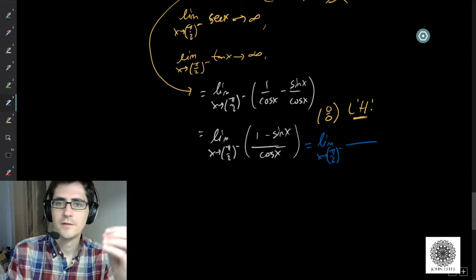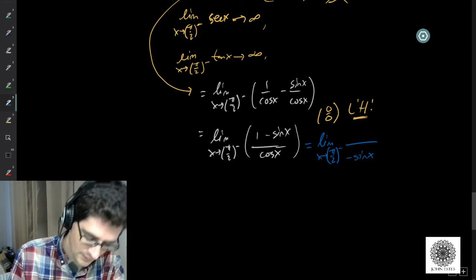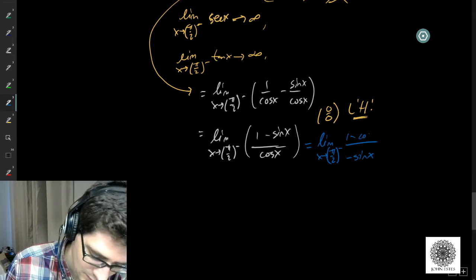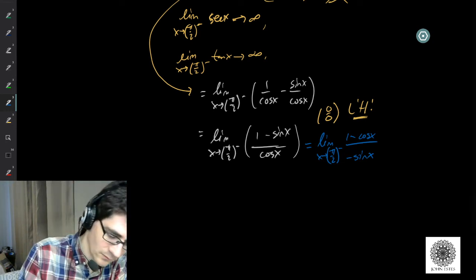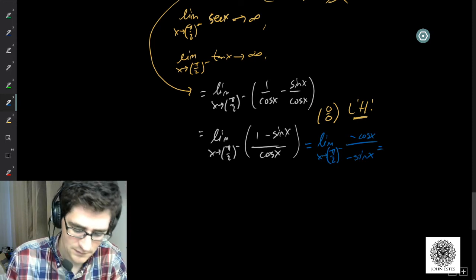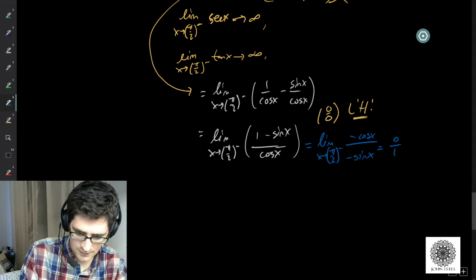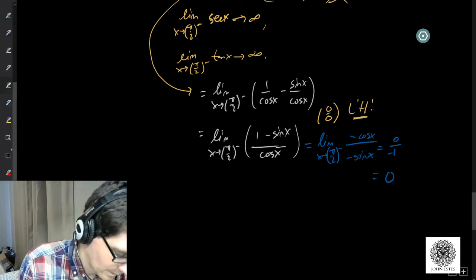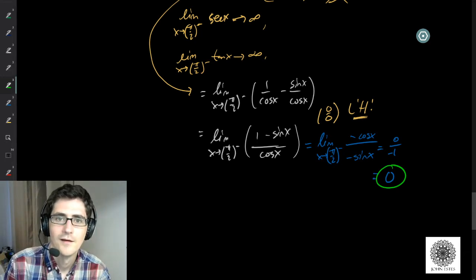The derivative of cosine is what? Negative sine x. The derivative of sine is cosine, so I get negative cosine x in the numerator. I'm sorry, the derivative of 1 is 0, right? So here, cosine x at pi over 2 is 0, and sine of x is 1, so the denominator would be negative 1, but it doesn't matter. We end up with 0 as my solution. I hope that makes sense.